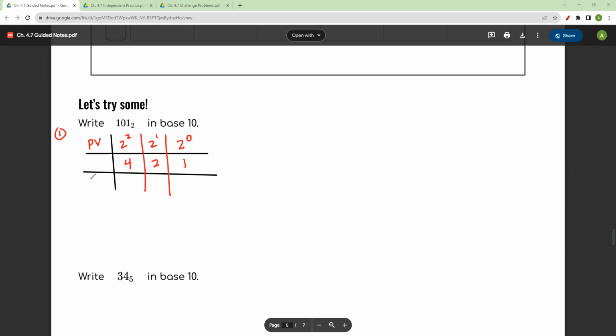Then you need to put in the face value of the numeral that they gave you, which is 101. So we're going to put that here. We're going to line it up in the chart. 101.